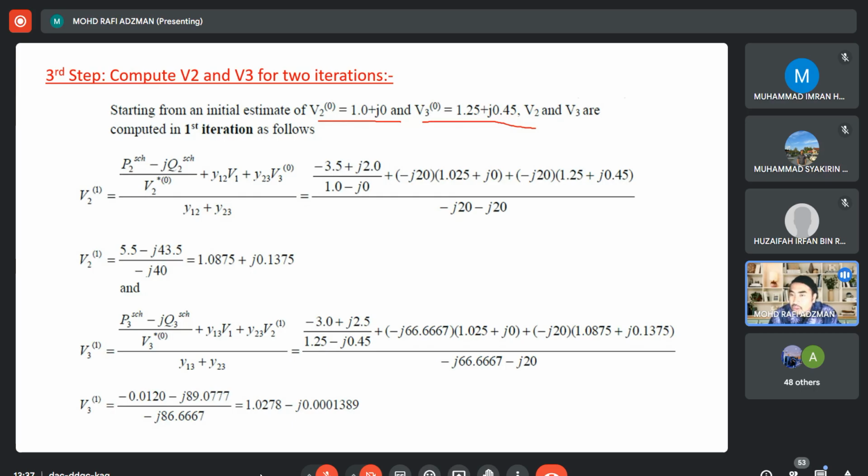Okay. So kalau you baca betul-betul nota yang sebelum ini, lecture yang sebelum ini, dia dah mention nilai dia adalah 1 plus j0. Okay, ada di stated dekat dalam nota sebelum ini. Okay.